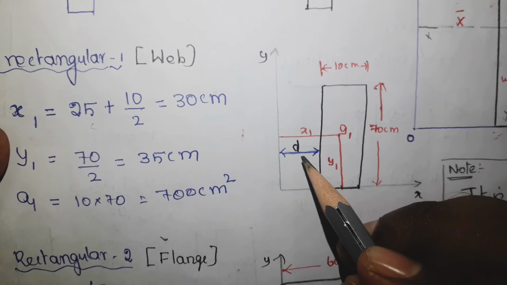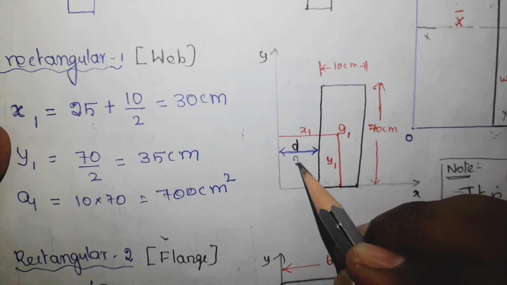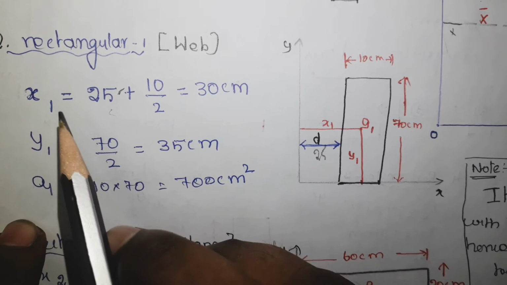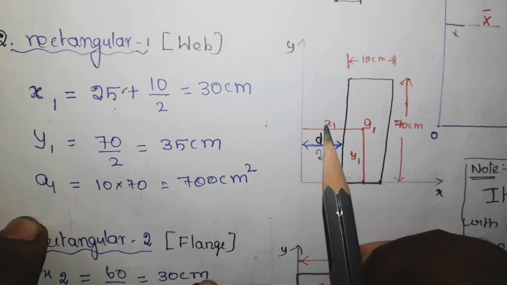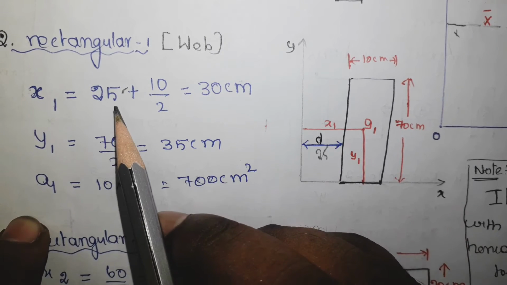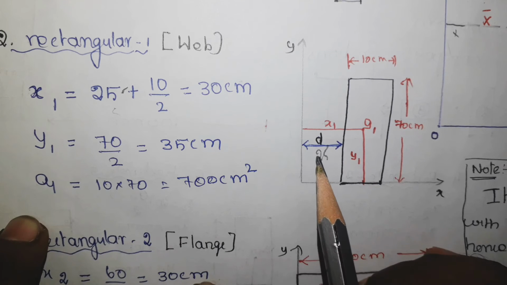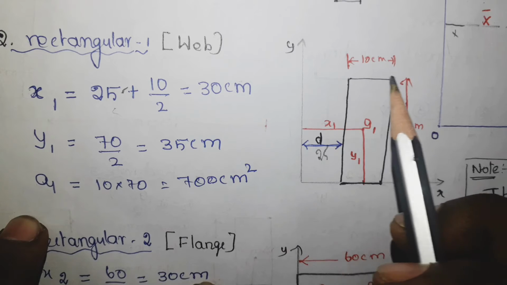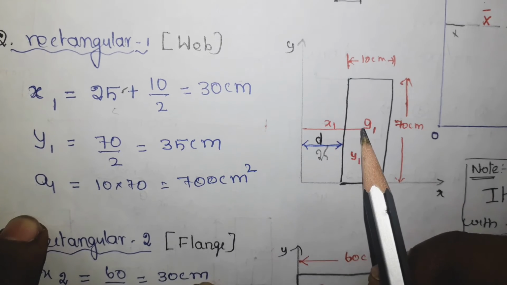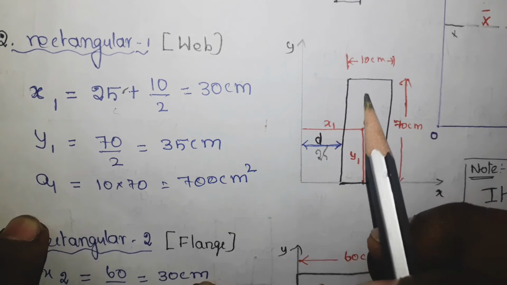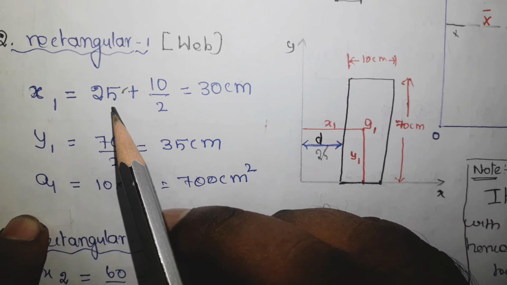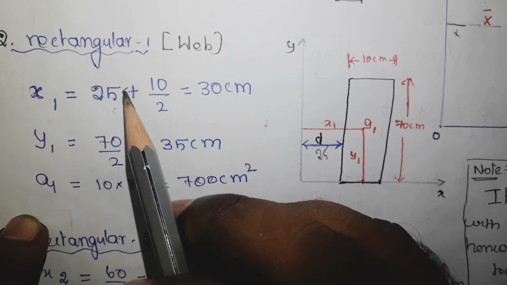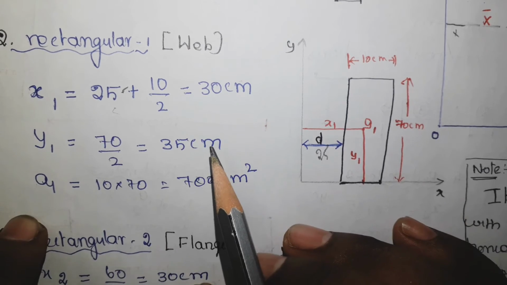Here it is, 25. Now x1, this distance x1, equal to this d, which is 25, plus, since it is a rectangle, the centroid of this one is 10 by 2. So 25 plus 10 by 2, again this 25 is very important, which is equal to 30 centimeter.